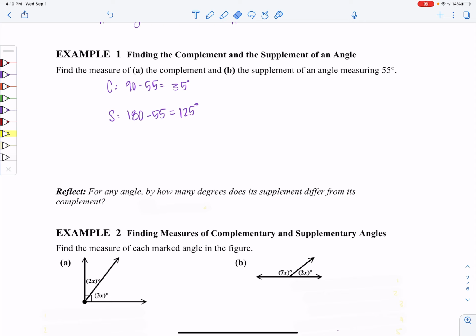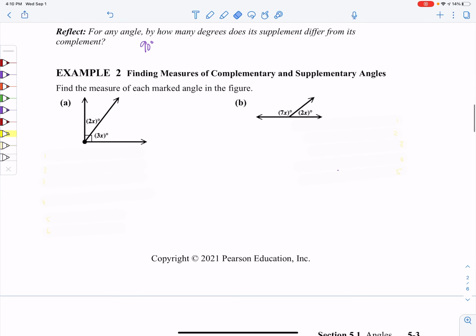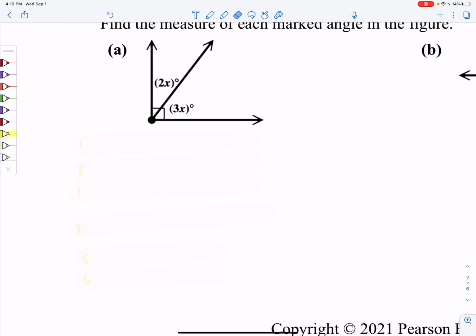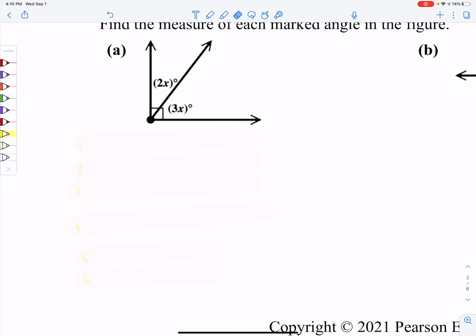The reflection question here, if you have an angle, how many degrees does the supplement differ from the complement? Always 90 degrees. All right, sometimes you're given a figure and you have to find the two angles. Maybe they are complementary or they are supplementary angles. So let's look first of all at part A.